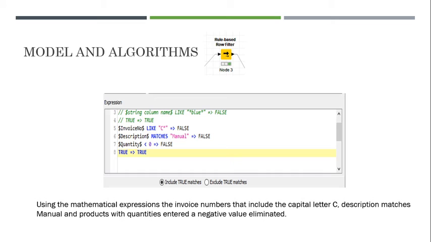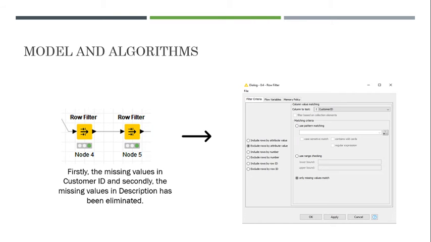As we have mentioned before, some complications occurred throughout the warehousing and shipping processes. This resulted in data being entered incorrectly, and this data could have affected the accuracy of the final results. So we have used a rule-based row filter to write mathematical expressions to eliminate this data. We have set the values, which include invoice numbers with a capital C, negative quantity values, and descriptions with manual, to false, and then we have only included the true matches.